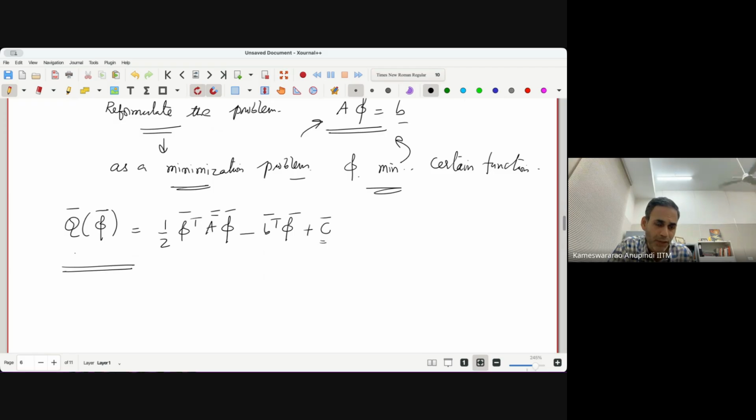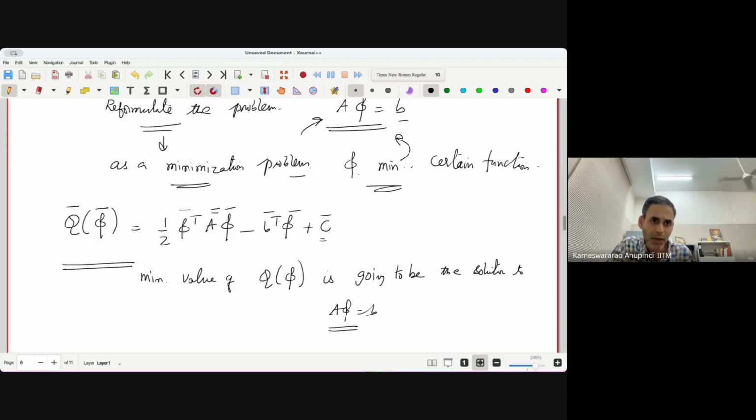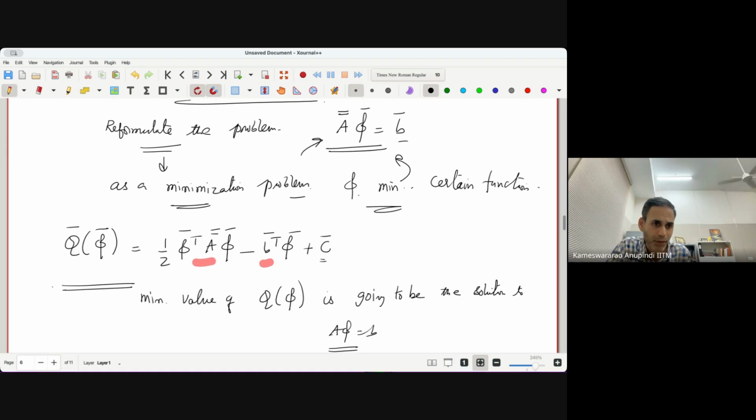So this is the function we have built, and the minimum value of Q of phi is going to be the solution to A phi equal to B. Because this function contains A and B, if you can find the minimum value of this thing, that is going to be the solution phi, which will also be the solution to A phi equal to B. So that is the idea of the gradient methods.